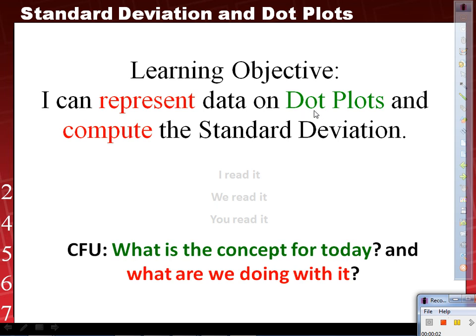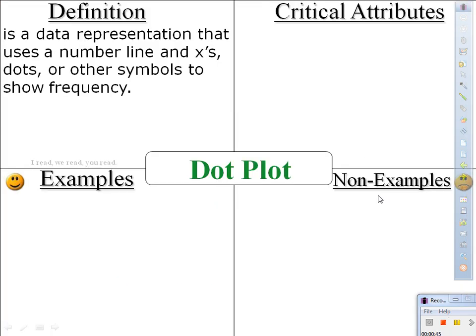So dot plots. What are dot plots? Here we go. On your prayer model. A dot plot is a data representation that uses a number line and X's, dots, or other symbols to show frequency. Once again, a dot plot is a data representation that uses a number line, X's, dots, or other symbols to show frequency. Example.